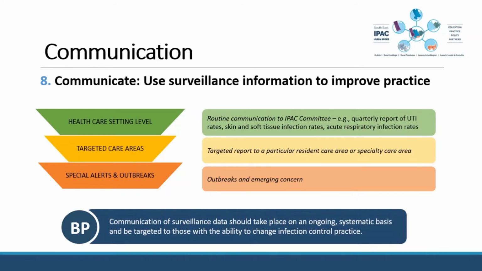Next, it could be targeted to care areas. So this would involve communication to a particular specialty care area, let's say memory care, that's focused on the risk of specific types of infections that are important to these specific groups. Lastly, you can also have special alerts and outbreak communication. Communication in these situations can be directed to all resident care staff following the identification of an emergent risk of infection and to remind or notify the staff of the required IPAC precautions in these situations.